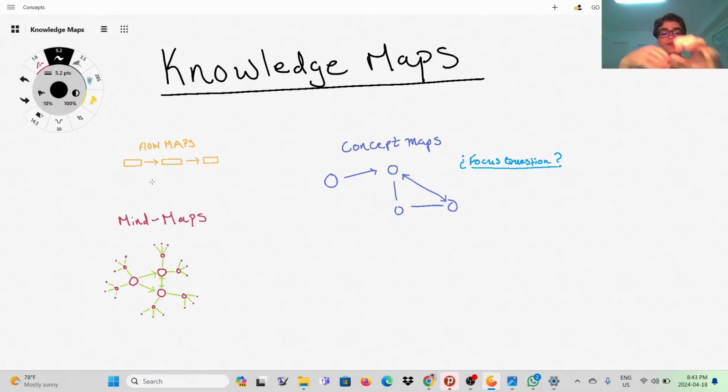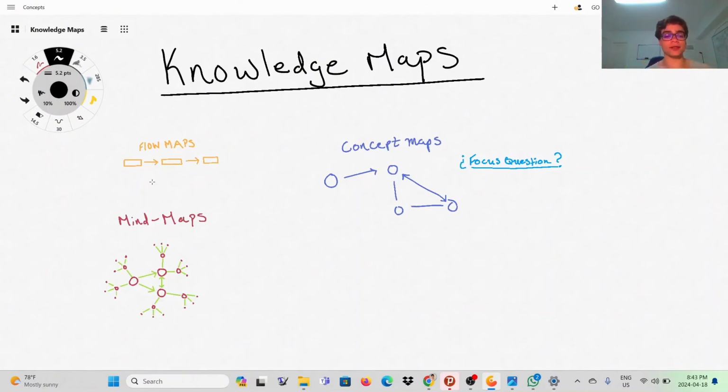Concept maps, I find them more useful when it comes to answering specific questions. So you have a specific question, and then you can organize the answer in a way where it's concepts and different ideas connected to it. Mind maps are better when it comes to general ideas. It's really about what are the big ideas, what are their connections, what are the sub ideas, and how do they connect.